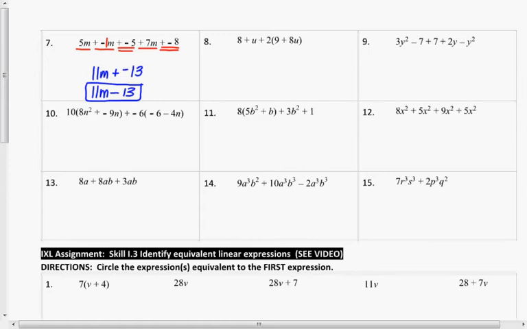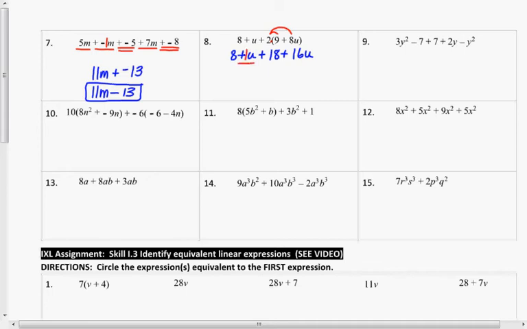All right, next one. Again, we can't add anything until we multiply first, so distribute there. I'm going to copy down 8 plus u plus 2 times 9, that's 18, plus 2 times 8u, that's 16u. So here's what we have. Okay, 8 plus u plus 18 plus 16u.